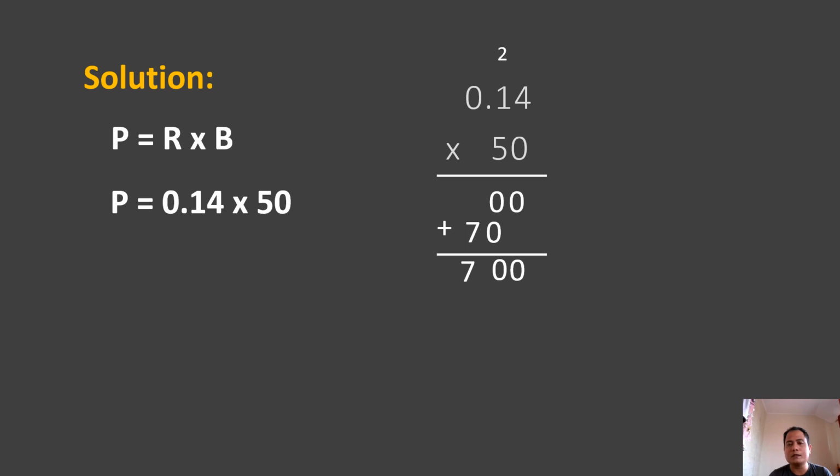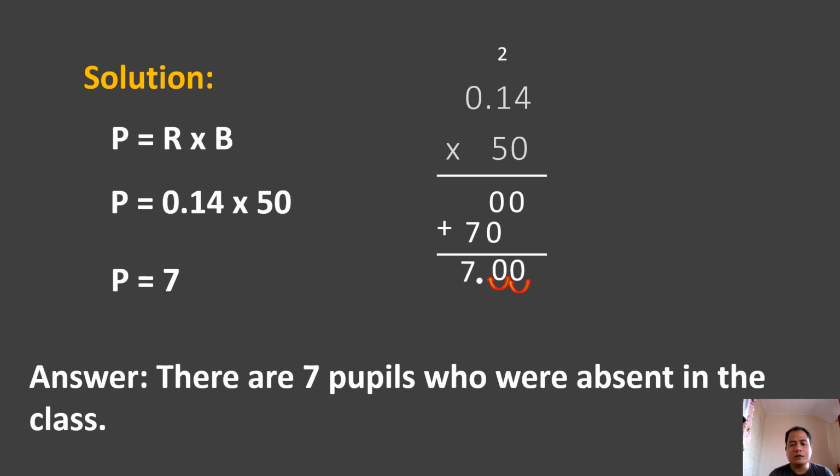No, because we have a decimal number with 2 decimal places. So we will move to the left. 1, 2. So we'll put the decimal point. Meaning our final answer is 7. Therefore, there are 7 pupils who were absent in the class.